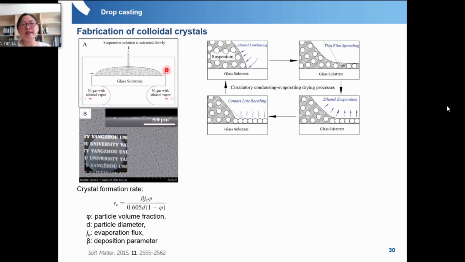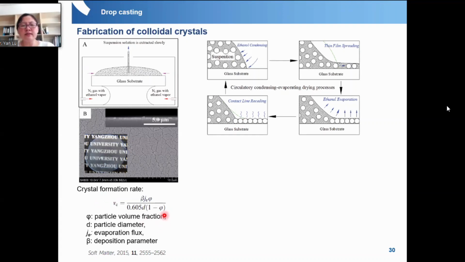In that case, they use nitrogen gas with ethanol vapor to control the humidity of the system. Because ethanol can condense on the edge of your suspension, in this case it will help wet the liquid onto the glass substrate to have a thin film spreading homogeneously on the surface. And such a wetting process will help to form a homogeneous film on the surface. You can see this also from the imaging here. And of course, you can calculate here what the formation rate is for such crystals.